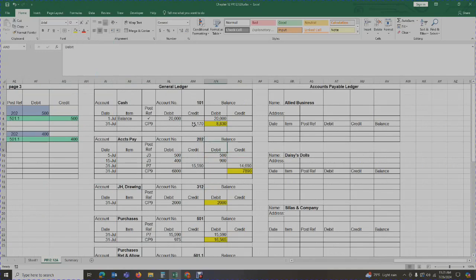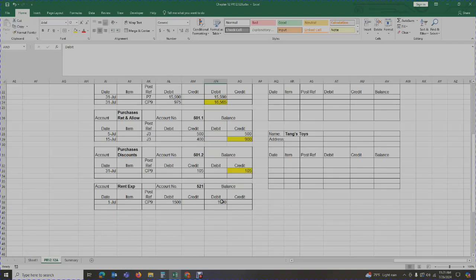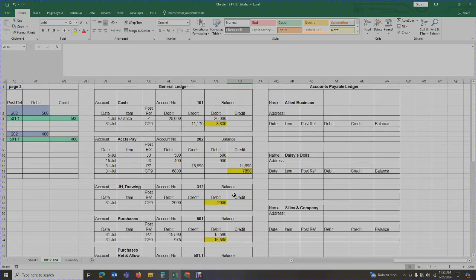So this is my completed general ledgers with the ending balances for each account. Make sure that your balance is on the normal balance of the account. Don't make the mistake of putting it on the other side, because the system will count it incorrect. Now that we did that, the last and final step is to create an accounts payable ledger.